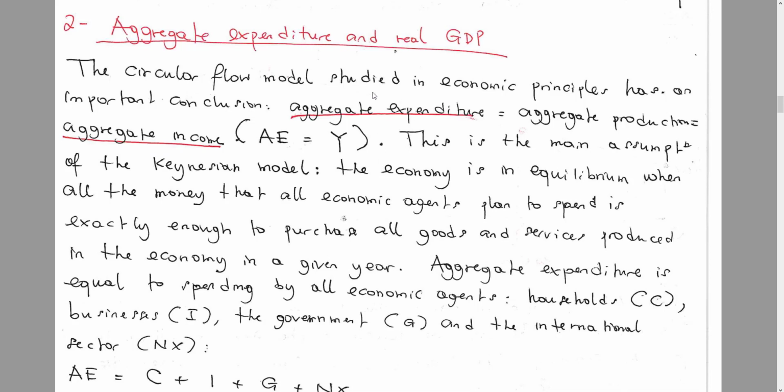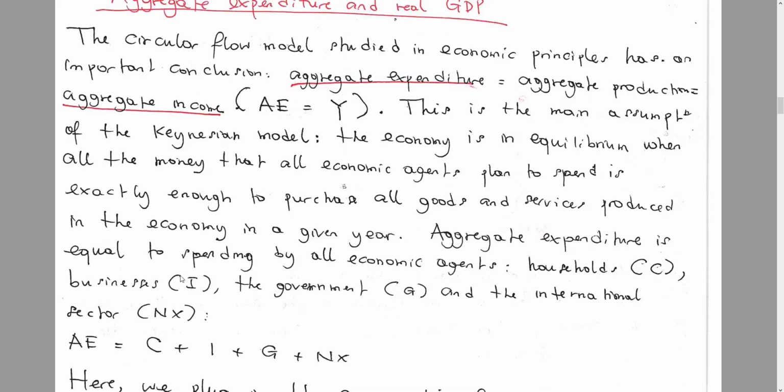But in this chapter, we're going to focus on aggregate expenditure is equal to aggregate income. And we're just going to represent it like that. AE, aggregate expenditure, is equal to Y, which is aggregate income. This is the main assumption of what is called the Keynesian model. And this here needs to happen for an economy to be in equilibrium, because it's not always equal. But an economy is in equilibrium when everything that is produced is also bought, basically. The economy is in equilibrium when all the money that all economic agents plan to spend is exactly enough to purchase all goods and services produced in the economy in a given year. So that's what equilibrium is.